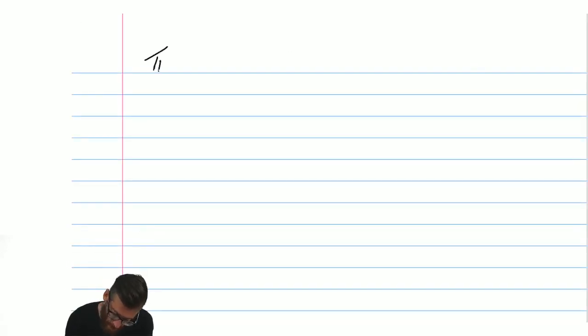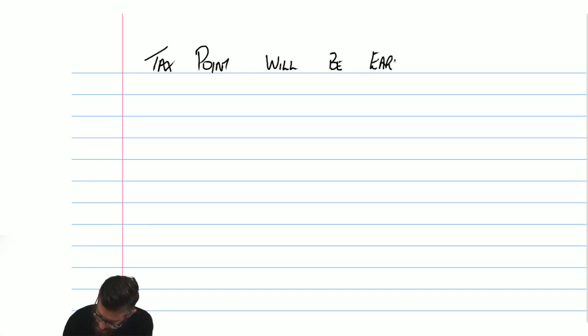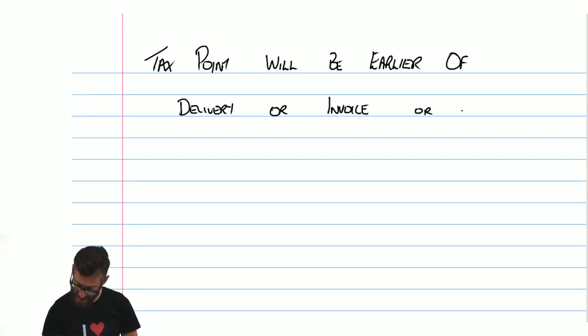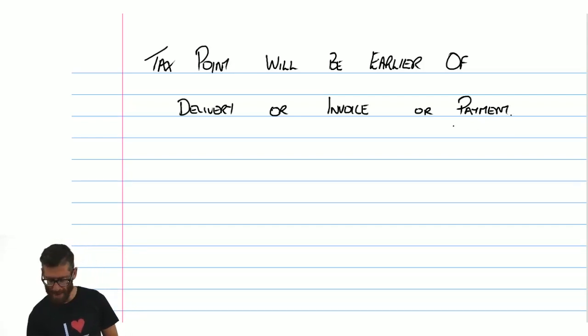So the tax point will be the earlier of the delivery or invoice. Okay, it's the earlier of the delivery or the invoice, and actually there's a third, the payment, but it's rare, but there are times when payment could occur before invoice.